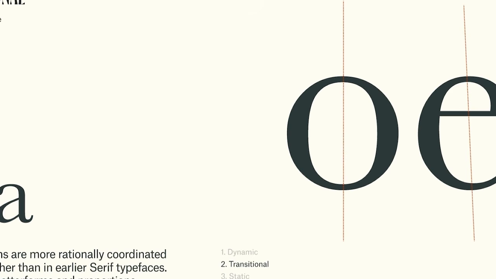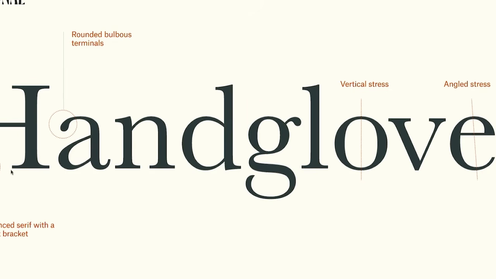Here you can see on letter E. Serifs are bracketed and the X height is generally a bit larger. The terminals are rounded, often like small teardrops. You can see here on this example. And as I mentioned, the stress is more vertical and sometimes angled. It's like a combination of two of those.